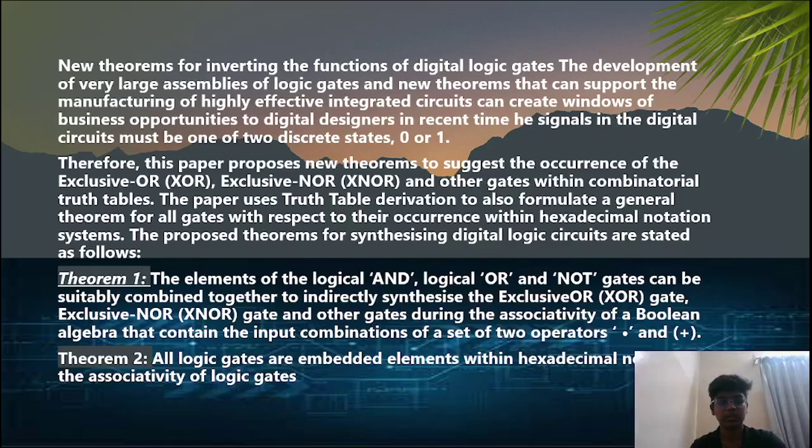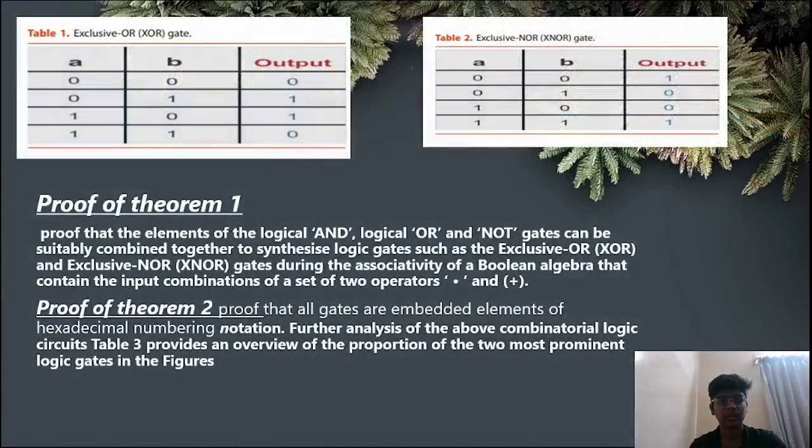Theorem 2. All logic gates are embedded elements within hexadecimal notation in the associativity of logic gates. Proof of Theorem 1. Proof that the elements of logical AND, logical OR, and NOT gates can be suitably combined together to synthesize logic gates such as exclusive OR gate and exclusive NOR gate. Proof of Theorem 2. Proof that all gates are embedded elements of hexadecimal numbering notation. Further analysis of the above combinational logic circuits. In the above table, it is specified.